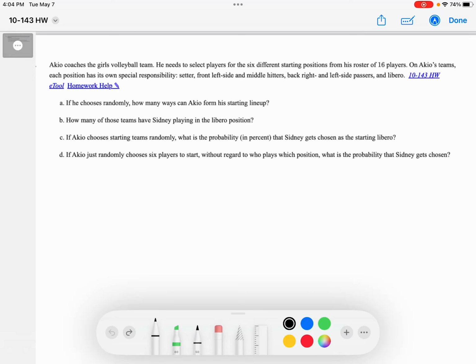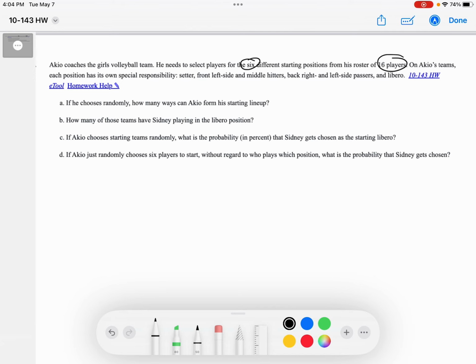All right, problem 1043. Akio coaches a girls' volleyball team. He needs to select players for the 6 different starting positions from his roster of 16 players. On Akio's teams, each position has its own special responsibility: setter, front left side and middle hitters, back right and left side passers, and libero.